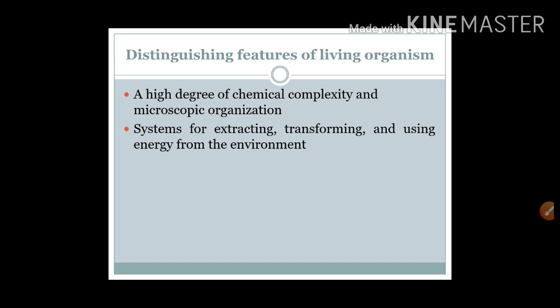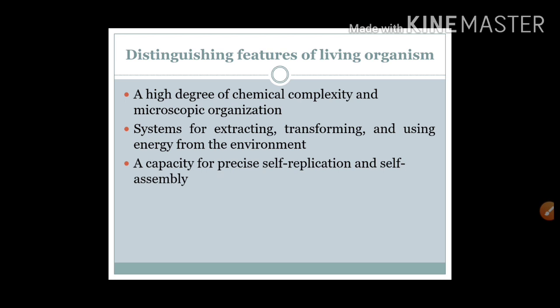Systems for extracting, transforming and using energy from the environment. That means living organisms can extract energy from the environment, transform it into some other form, and use it as well. An example is a plant. Plants extract energy from sunlight, convert it into chemical energy, that is ATP, and use it for their growth and development. A capacity for precise self-replication and self-assembly.